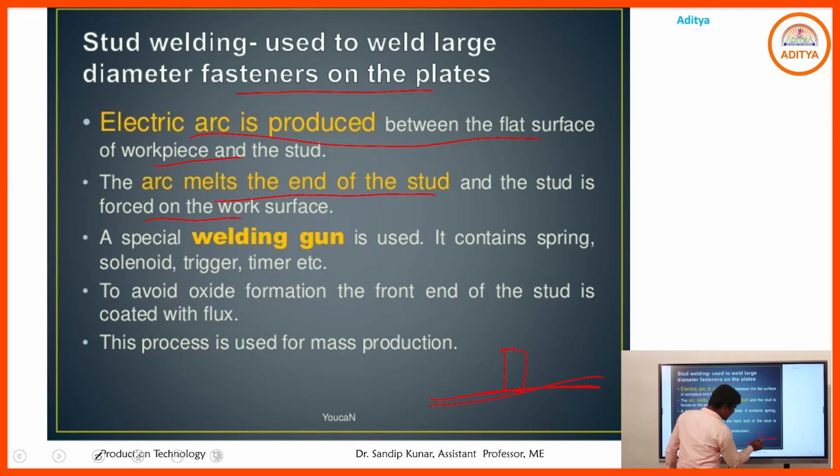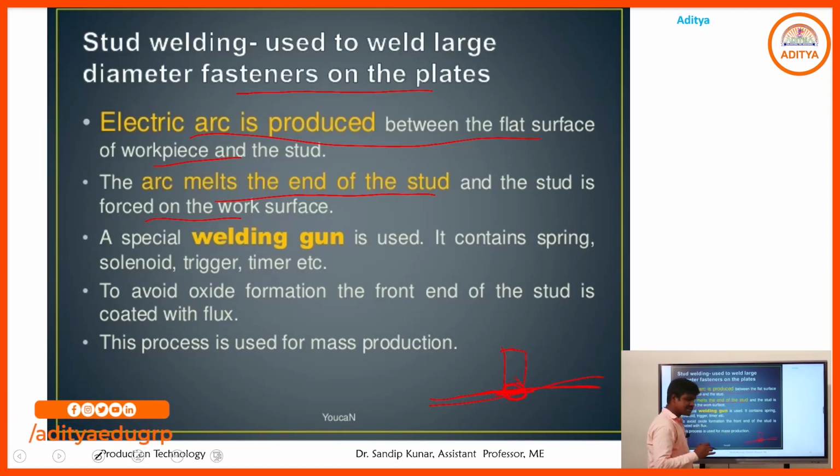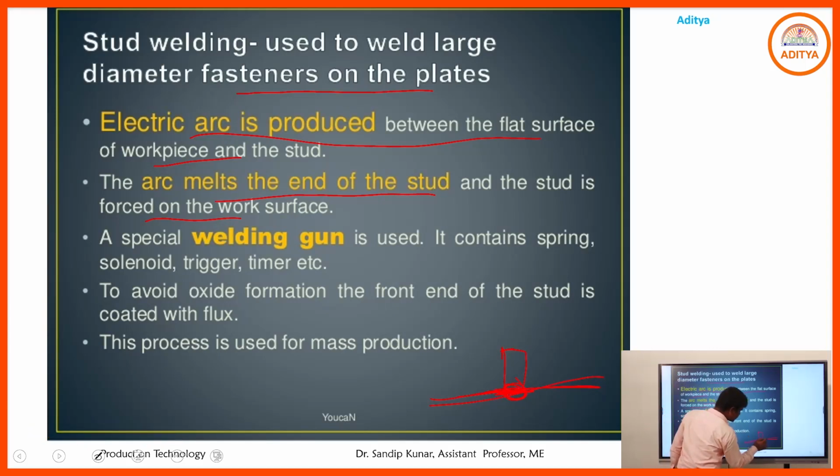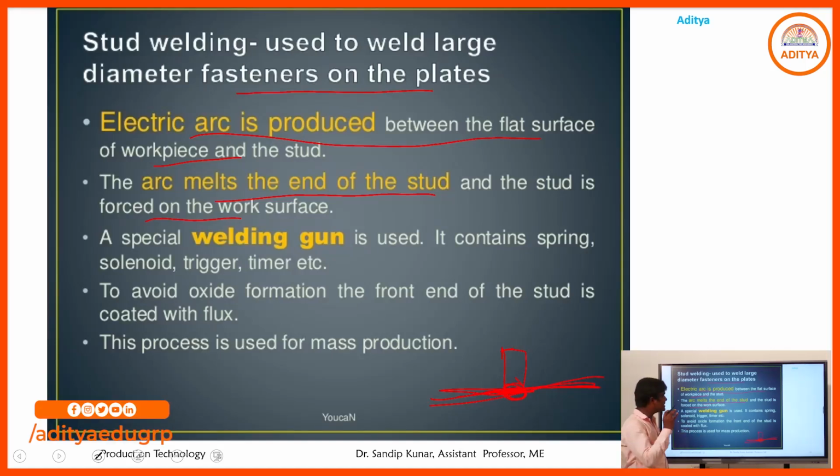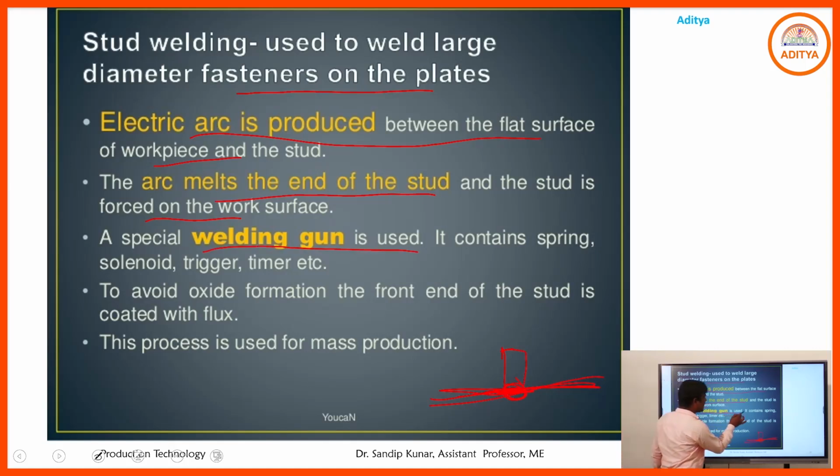Then when we apply the current on that plate, there will be a nugget zone, meaning a molten state will be created, and after that, applying the pressure, the stud will be connected to the flat plate easily. That is the main fundamental principle in electric resistance stud welding. A special welding gun is used. It consists of a spring, solenoid, trigger, and timer.